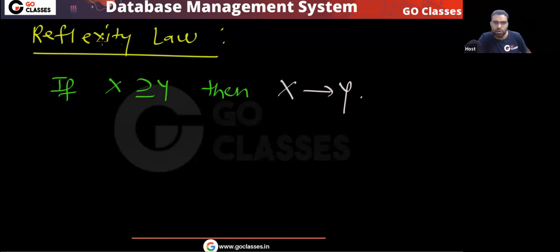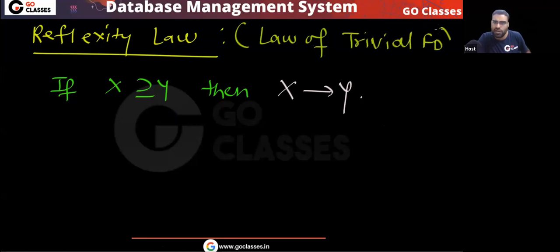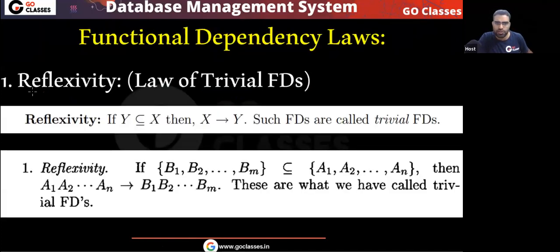You already know this, so remember this reflexivity law. This is the law of trivial FD. Very simple point. So this is your first law, reflexivity. If Y is a subset of X, then I can say X determines Y. This type of functional dependency is called trivial functional dependency.